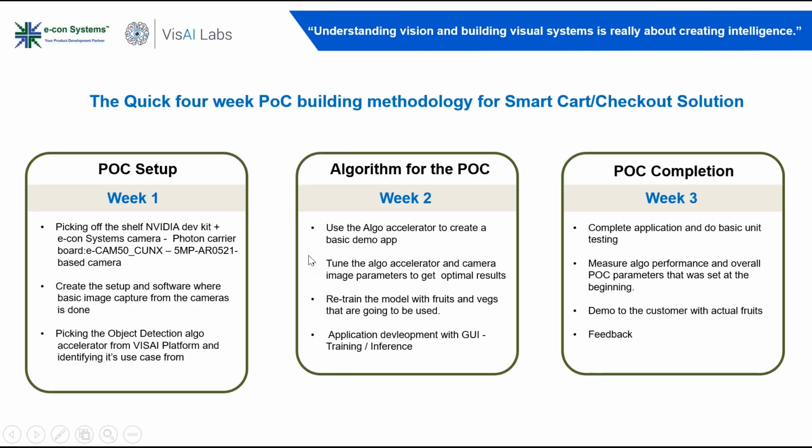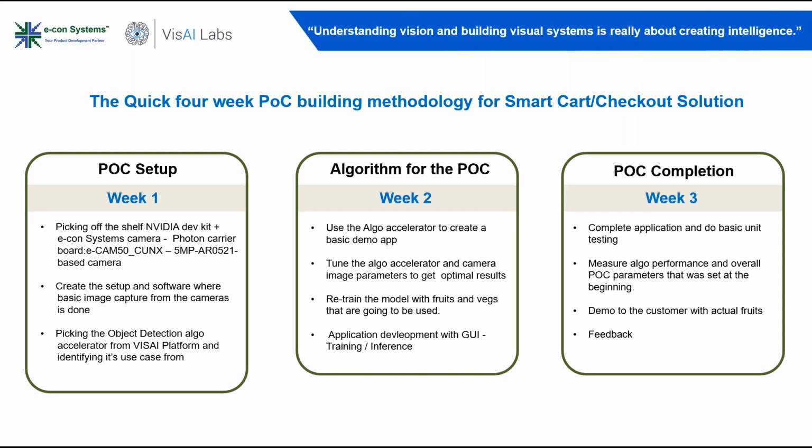And from there, we went ahead and decided on the exact hardware in week 1, where we finalized on the photon carrier board. We took that off-the-shelf NVIDIA dev kit, along with one of e-con's cameras like the e-CAM50_CUNX, which is a 5 megapixel camera, which we attached to the NVIDIA dev kit. Because this is a ready-to-use development kit, this has the camera running on it already. You have all the software which runs on this dev kit already, and you could get the camera streams to memory with an application straightforward.